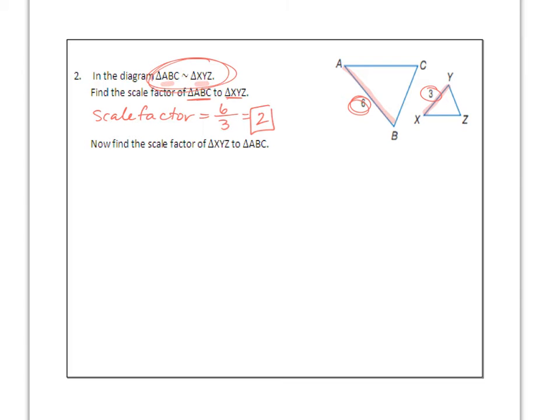Now find the scale factor of XYZ to ABC. So now we're going to put them in a different order. We need XYZ first, so now we need the 3 first, and then ABC second, so 6. So this time the scale factor is 1/2. So order matters. They compare 2 to 1 or 1 to 2, depending which way you're looking at it.